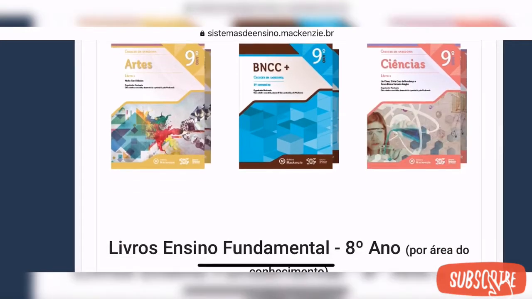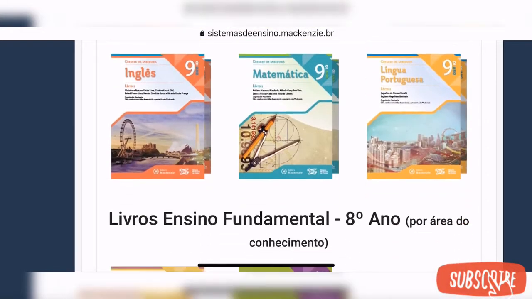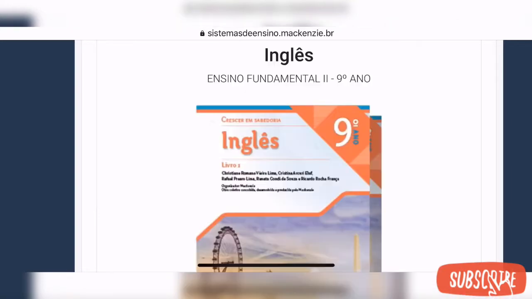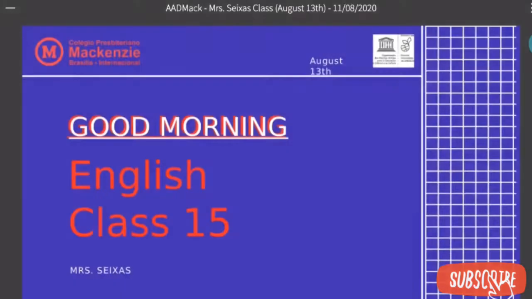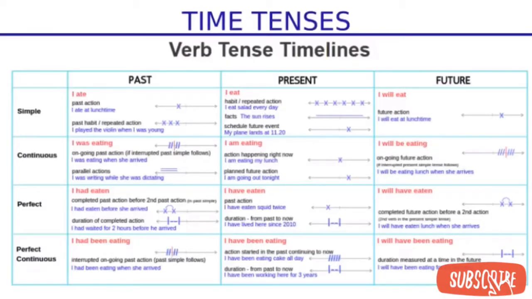these time tenses. Now here we found the 9th grade and we are going to open two books, SME1 or SME2. We want now SME2. So you're going to set this part and choose the book 2. This is the class 15. You're going to talk about these time tenses. First of all, I'm going to show you this chart.